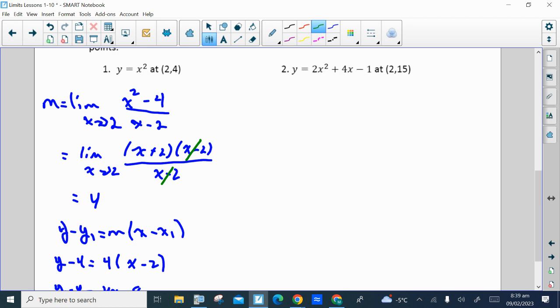So for number 2, we want to find the equation of the tangent line to the curve y equals 2x squared plus 4x minus 1 at the point 2, 15. So again, we start by finding the slope of the tangent. It'll be the limit as x approaches 2 of f of x, which is 2x squared plus 4x minus 1, minus f of 2, which we already know is 15 because we're given the y value when x equals 2, all over, again, x minus 2.